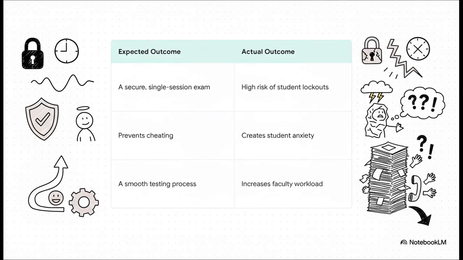And here's the real heart of the problem. The huge gap between what we expect and what actually happens. We expect a secure exam, but the reality is a super high risk of technical lockouts. We think we're preventing cheating, but what we're really doing is creating a ton of student anxiety and a flood of emails for us to deal with. We're hoping for a smooth process, but instead, we end up doing manual resets and grade adjustments. The tool just doesn't deliver on its promise.